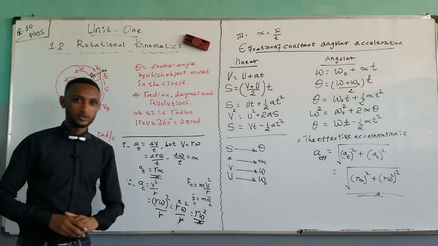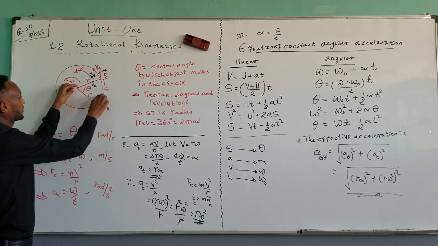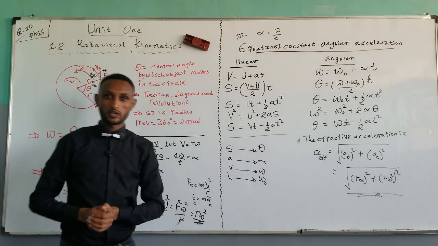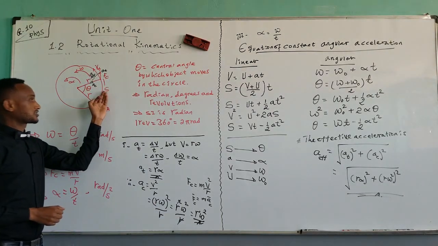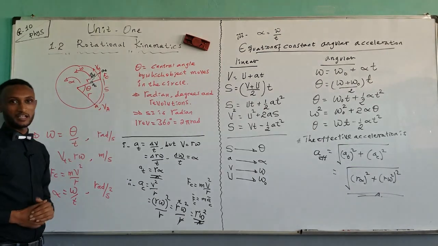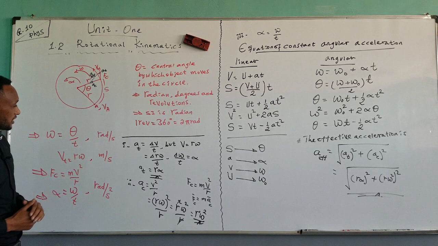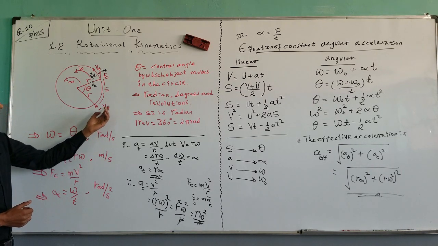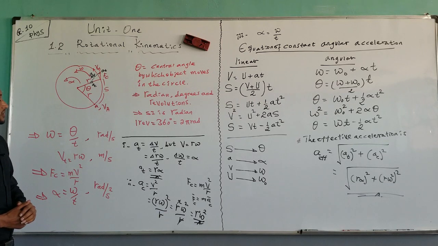The centripetal force can be expressed as mass times the tangential velocity square over radius.